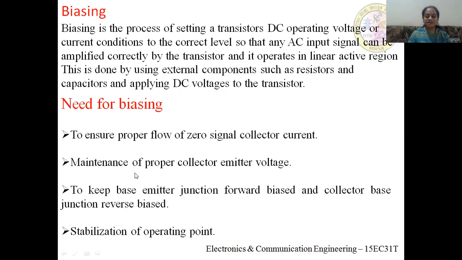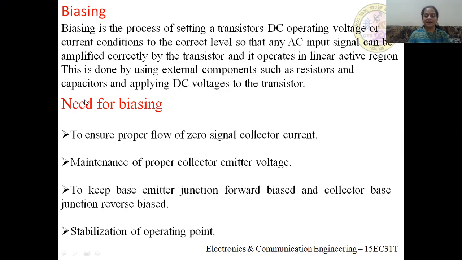Then next, maintenance of proper collector-emitter voltage. I said in order to operate a transistor as an amplifier, it should be operated in active mode. So the input circuit should be forward biased and the output reverse biased all the time. In order to reverse bias the output circuit, a proper voltage should be maintained at the collector-emitter. This is done with the help of biasing. When we do the biasing, what happens?